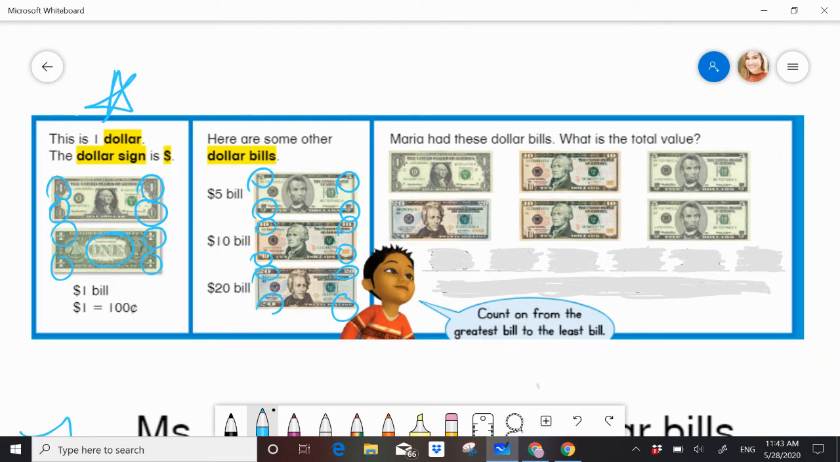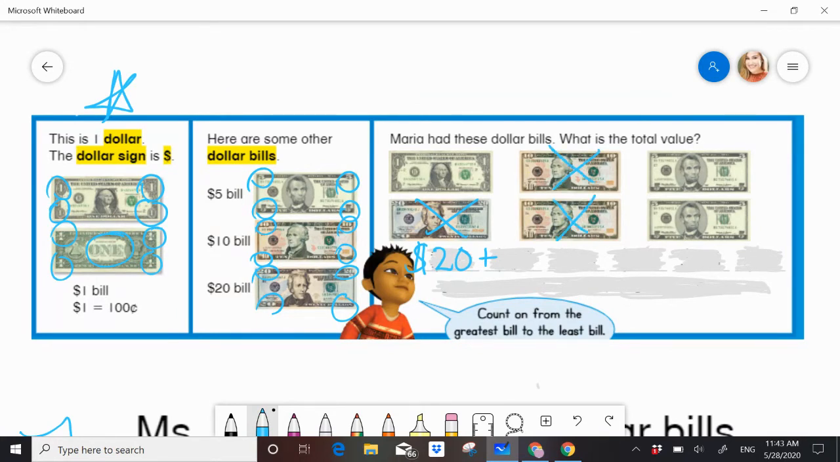Maria has these dollar bills. What is the total value? So we're going to do the same thing that we did with the cents. We're going to start with the greatest bill amount, and then we're going to get smaller and smaller as we go on. So I see that there's $20. I'm going to do my 20. And I don't see any other 20s, so my next highest one would be $10.